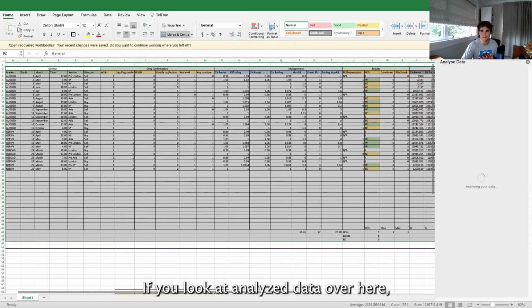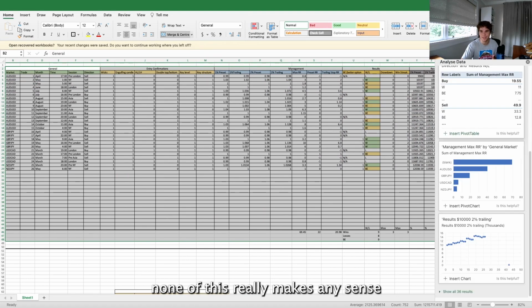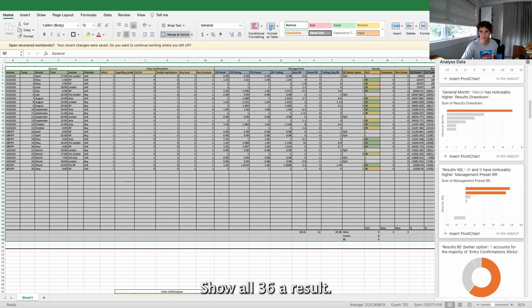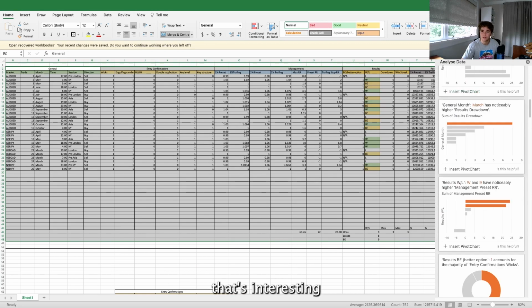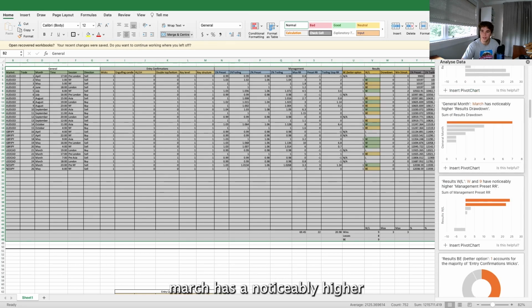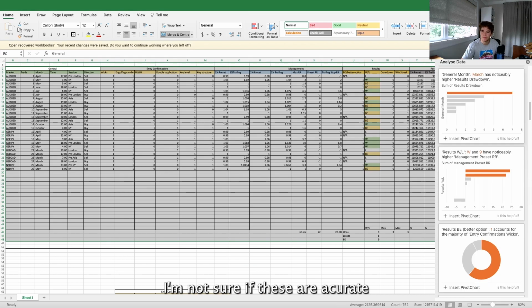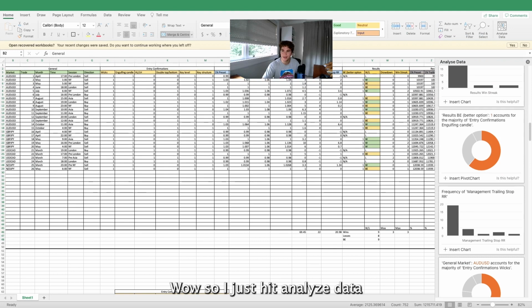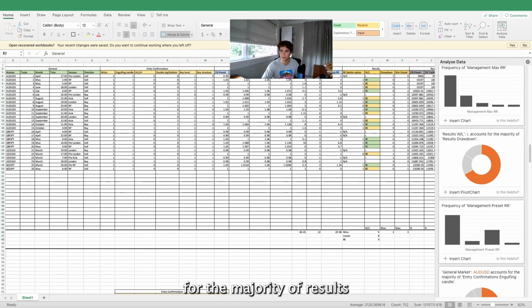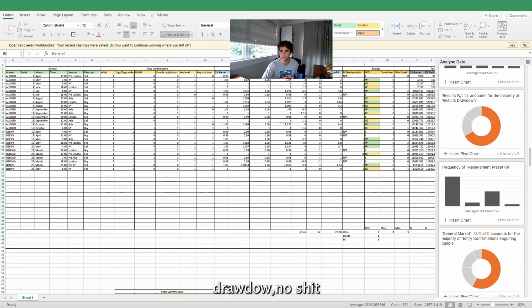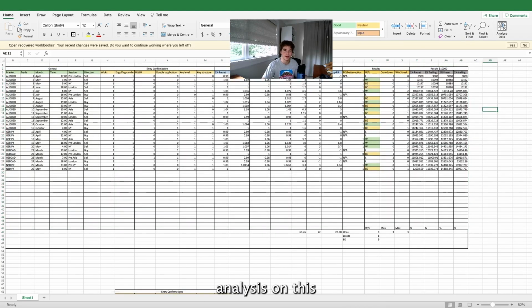If you look at analyze data over here, none of this really makes any sense to me. Show all 36 results. Wow, this is really interesting. Loss has noticeably lower. That's interesting. General month, March has noticeably higher results drawdown. And March is a bad month. I'm not sure if these are accurate. Wow, so I just hit analyze data. I've never even seen this. This is extremely interesting. Losses account for the majority of results drawdown. No shit.